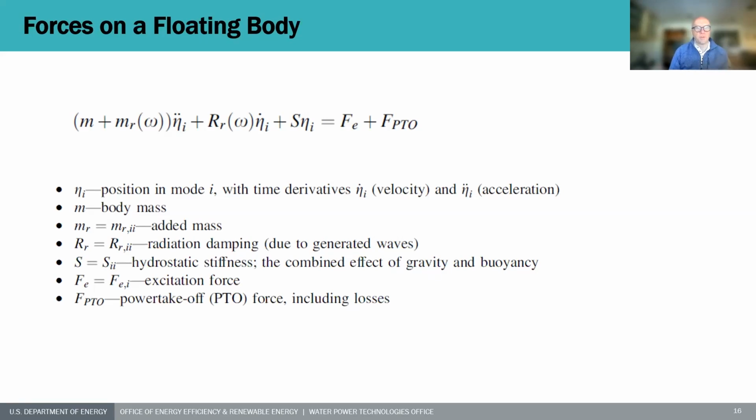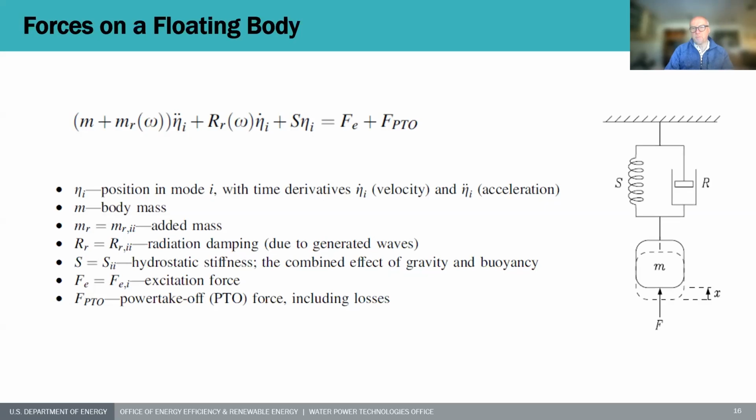So you see inertia terms, damping terms, restoring terms, and external forces that drive and interact with the motion that comes out of this dynamic system. We look at some of these terms in more detail. Of particular interest are things like added mass and radiation damping. As mentioned, this is, as you've all seen to exhaustion, a single degree of freedom mass-spring-damper system, or it can be simplified to that.